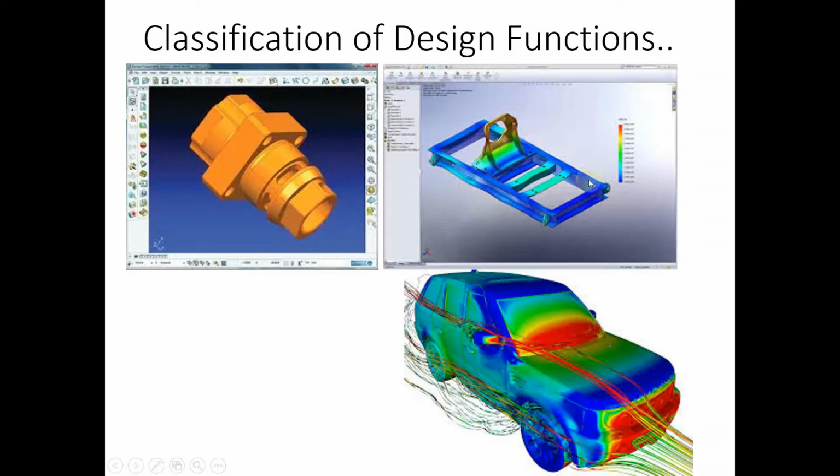So depending on the color code specification shown here, we can identify which are the areas where the maximum stress or maybe the maximum torque or any other parameter is occurring. Similarly here the fluid flow, the airflow is being shown, and the areas that are offering maximum resistance to the airflow are shown, so that accordingly we can change the design to reduce the resistance of airflow. So such analysis can be conducted using analysis softwares.